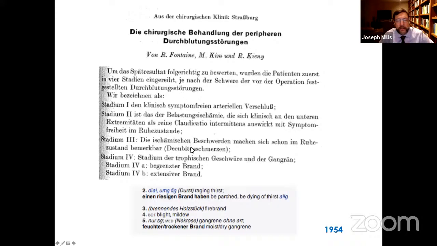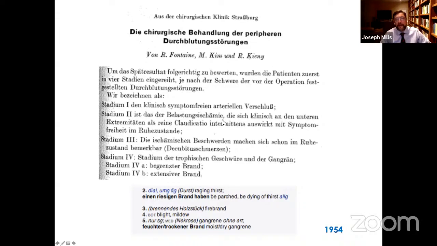Stage 3 was rest pain, so ischemic rest pain. So they got pain when their foot was elevated at night. And then stage 4 was gangrene, and they broke gangrene down into limited gangrene and extensive gangrene without any great description. And interestingly, in German, this word Brand can also mean fire, and it can also mean thirsty.